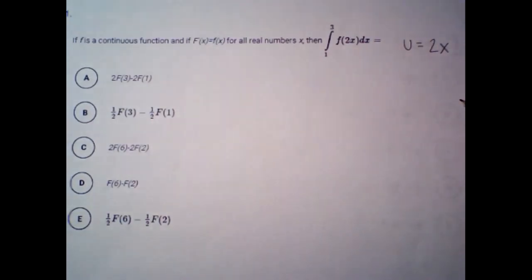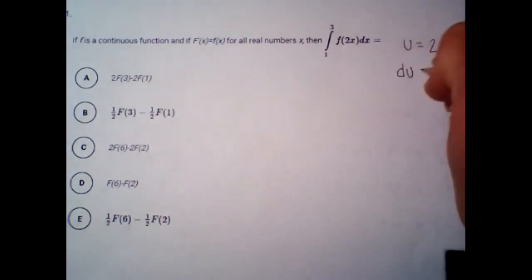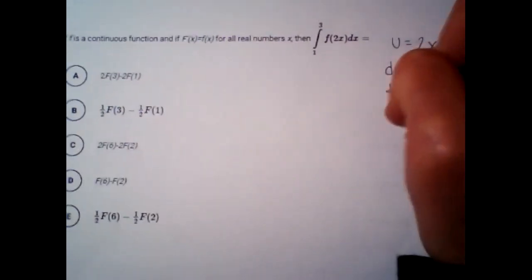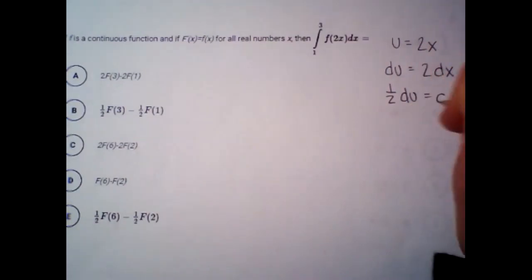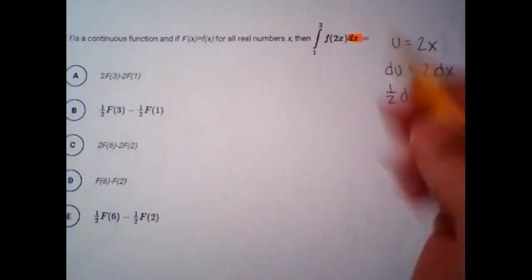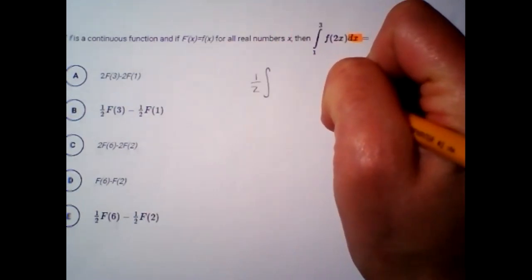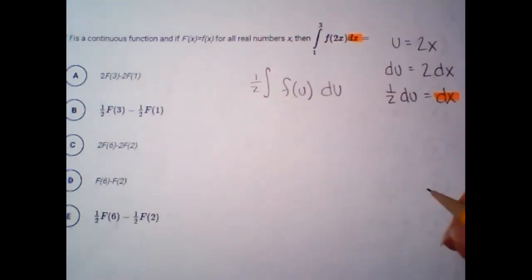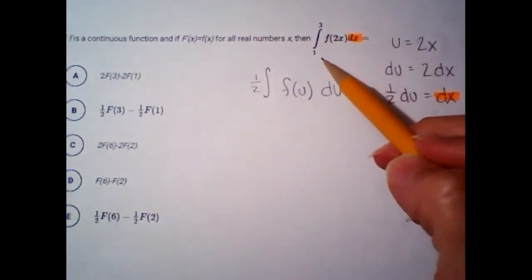So u is going to be 2x. Derivative will just be 2 dx, and we'll need to adjust it with a 1/2. So the only thing that we get to substitute out there is the dx. So 1/2 is going to go out front, du is going to go at the end. Weirdly, this is what's left inside of the function, and then I just need to fix the boundaries.